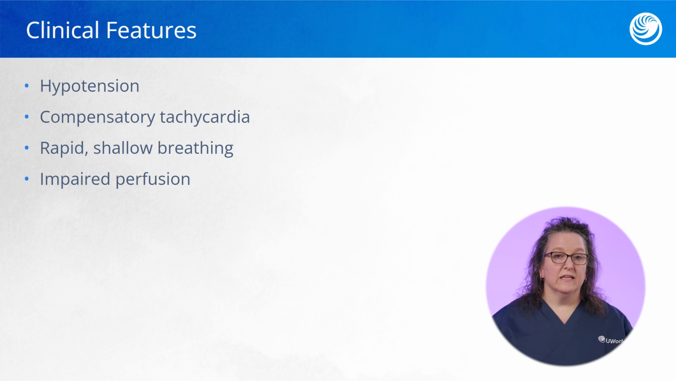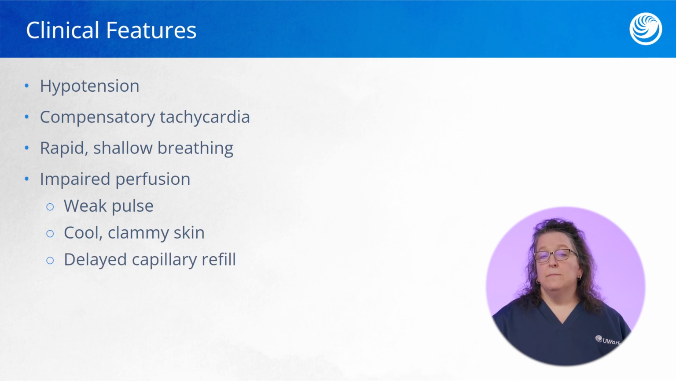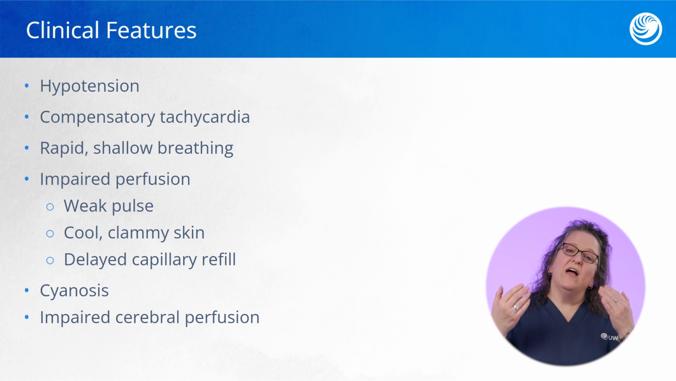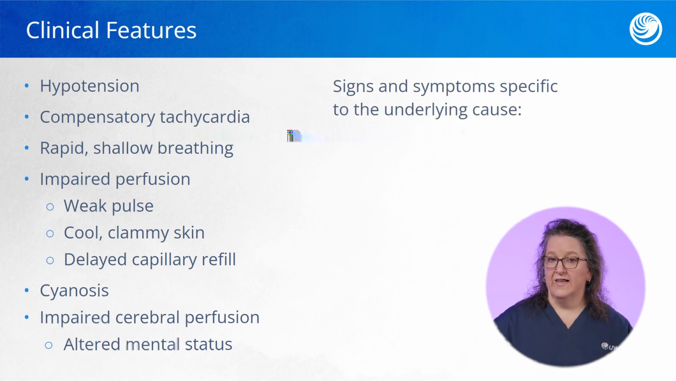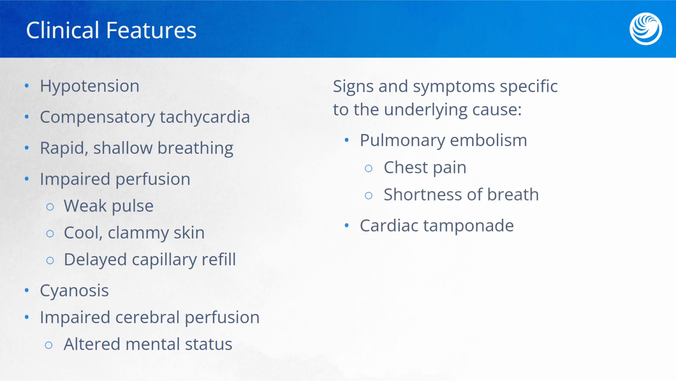So what does that look like in the periphery? The client will have weak pulses and cool, clammy skin and delayed capillary refill. They may be cyanotic, and then with impaired cerebral perfusion, they'll have altered mental status. Some of the clinical manifestations are going to be specific to the underlying cause. Like pulmonary embolism, that client is going to have chest pain, shortness of breath, and dyspnea. Cardiac tamponade, they're going to have Beck's triad. They're going to have hypotension, jugular vein distension, and then distant, muffled heart sounds.